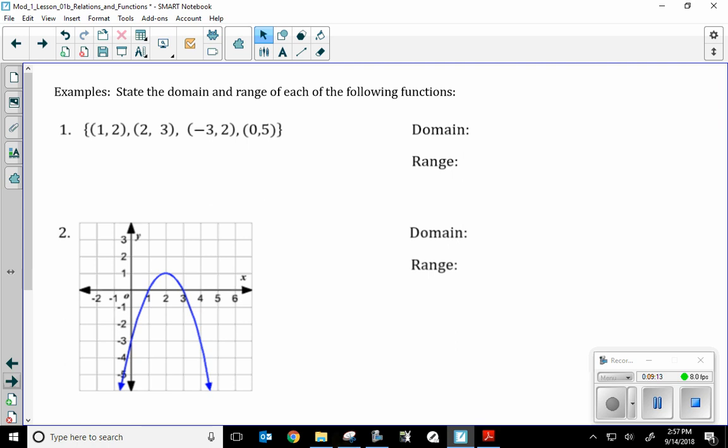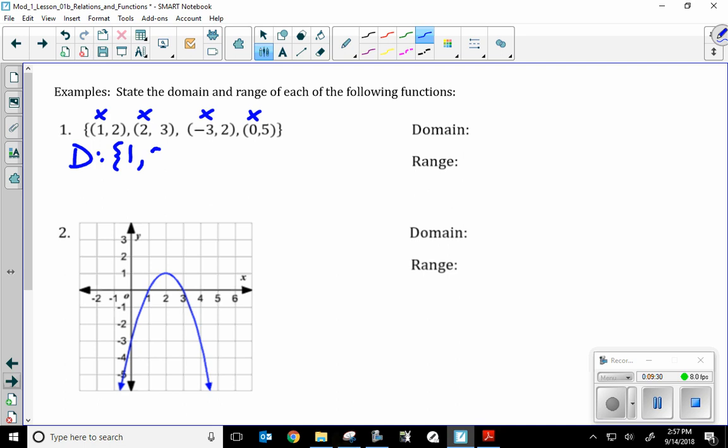All right. So let's take the domain and range of each of the following functions. This is nice. It's just an ordered pair, this first one. Domains are all my x's. So my domain, I'm going to list this. I have 1, 2, -3, and 0. I could have listed those from smallest to largest, but those 4 elements are my 4 x values.